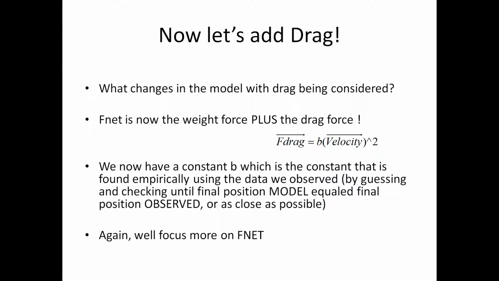Now let's add drag. What changes in the model with drag being considered? Well, F net is now the weight force plus the drag force. The drag force is some constant b times the velocity vector squared. We now have a constant b, which is found empirically using the data we observed, by guessing and checking until the final position of the model is equal to the final position observed, or as close as possible. And again, here we'll focus more on F net.